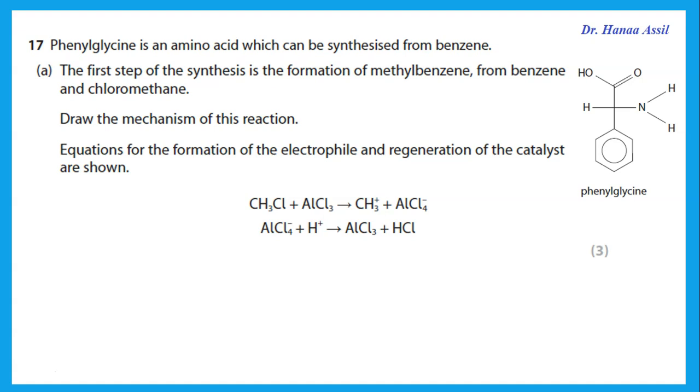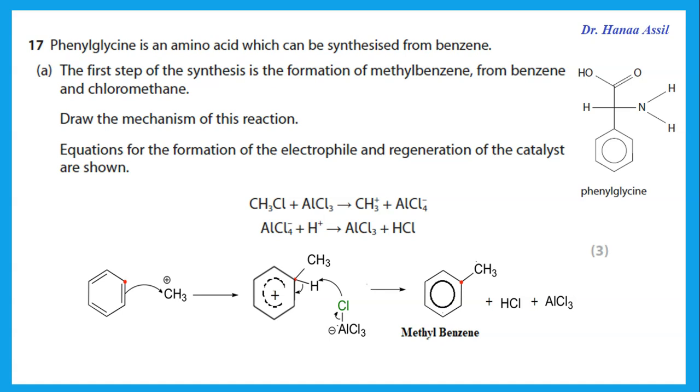Question 17 says, phenylglycine is an amino acid which can be synthesized from benzene. The first step of the synthesis is the formation of methyl benzene from benzene and chloromethane. Draw the mechanism for this reaction. Equations for the formation of the electrophile and regeneration of the catalyst are shown. So we're required to draw the mechanism of what? Benzene with chloromethane, and we know that this is in presence of aluminum chloride catalyst. So this is the mechanism.